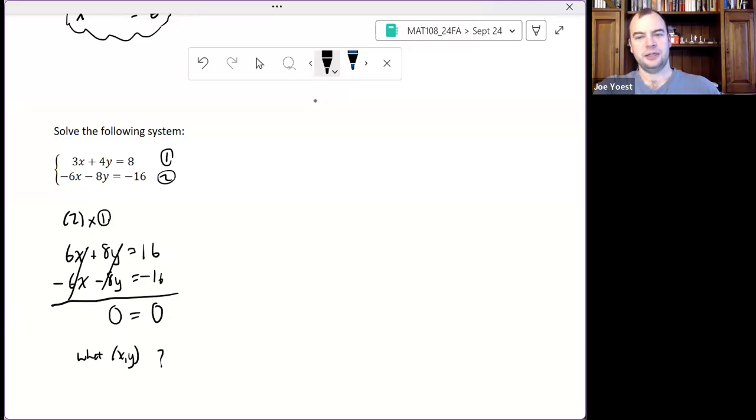Well, I almost want to say I can plug in any combination of x and y to get a true statement, because 0 always equals 0. But that would be a little bit too loose, a little bit too free. If we think a little more abstractly, my goal here was maybe to eliminate the x's.